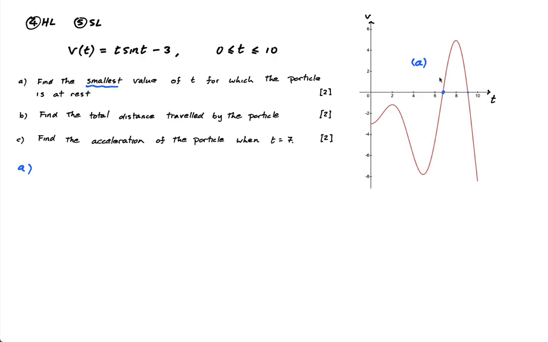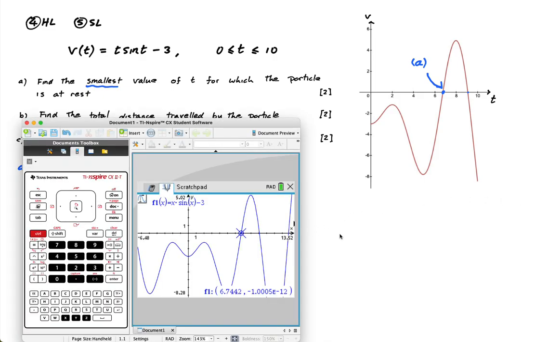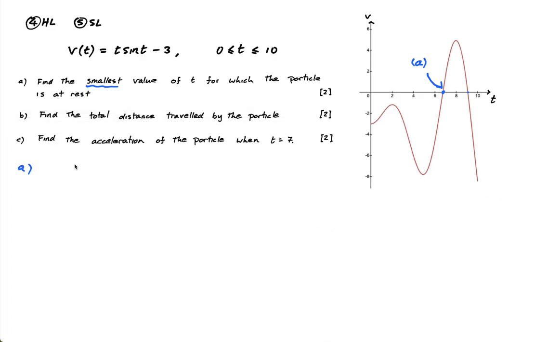If you want, guys, to show working, you could say part A is here, and then that's your working there, and the answer is t equals 6.7442, or 6.74.